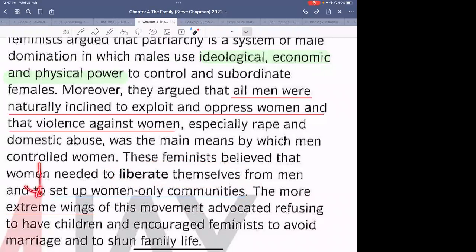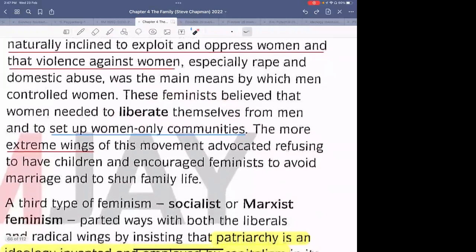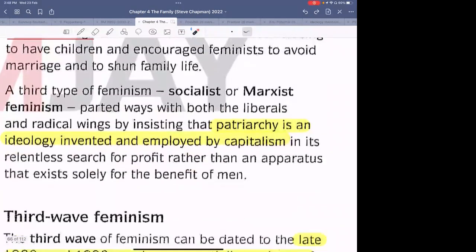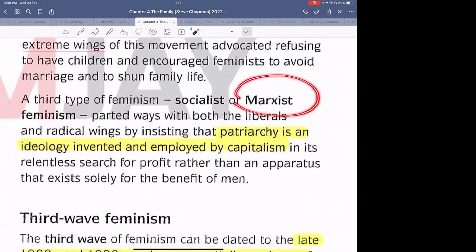The more extreme wings of this movement advocated refusing to have children, Laura Purdy, and encouraged feminists to avoid marriage and to shun family life. So, yeah, I'm assuming we all have an idea about liberal feminism and radical feminism. They're two extremes. While liberal feminists are looking forward towards bringing in changes through the legal system, on the other hand, radical feminists think otherwise. Clear here?